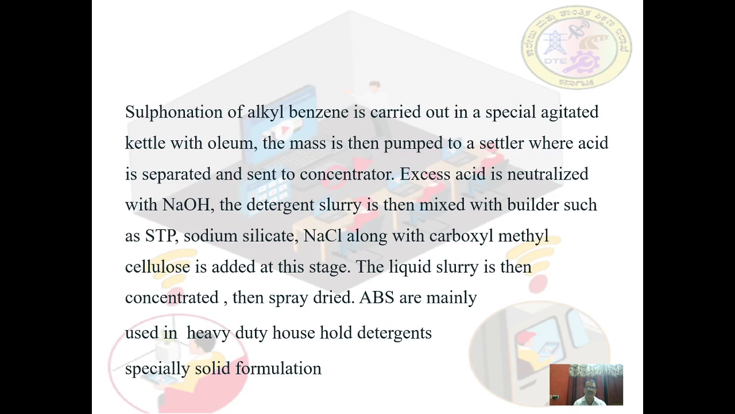With oleum in a kettle so that it converts into alkyl benzene sulfonate. This alkyl benzene sulfonate is then neutralized with sodium hydroxide, to neutralize excess acid, or oleum, which is present in that, and the detergent slurry is then mixed with builders such as sodium tripolyphosphate, sodium phosphate, sodium silicate, sodium chloride, along with carboxyl methyl cellulose, which is added at this stage.